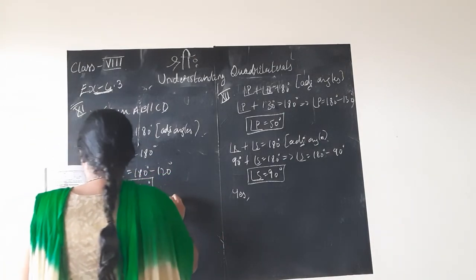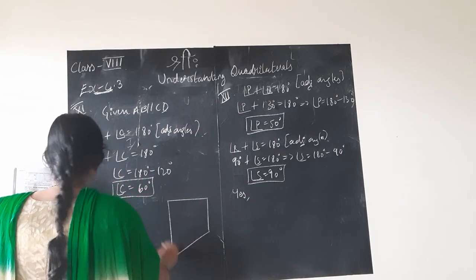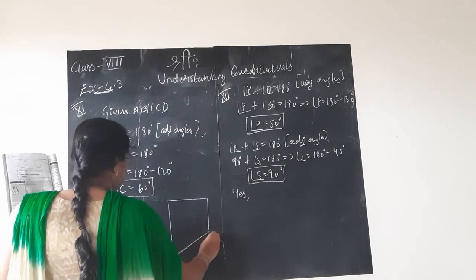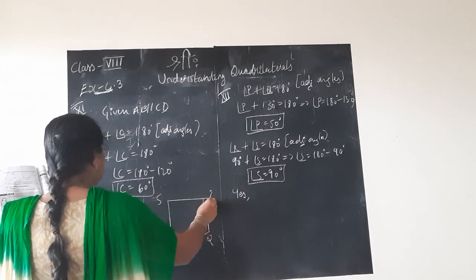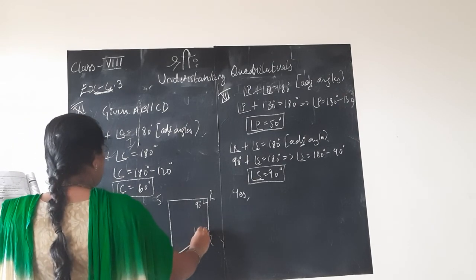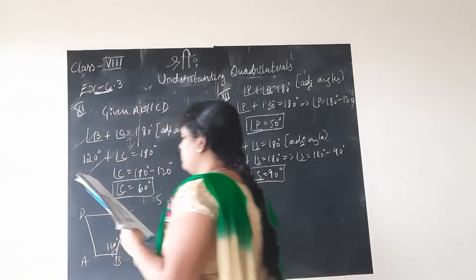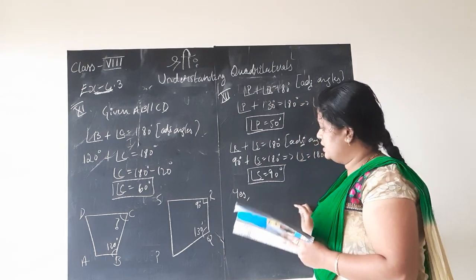Figure I didn't draw. I will draw it here for you. This is P, this is Q, this is R and this is S. They have given R, this symbol means, children, it is understood it is 90 degrees, and this is 130 degrees. Question is, find the measure of angle P and angle S.